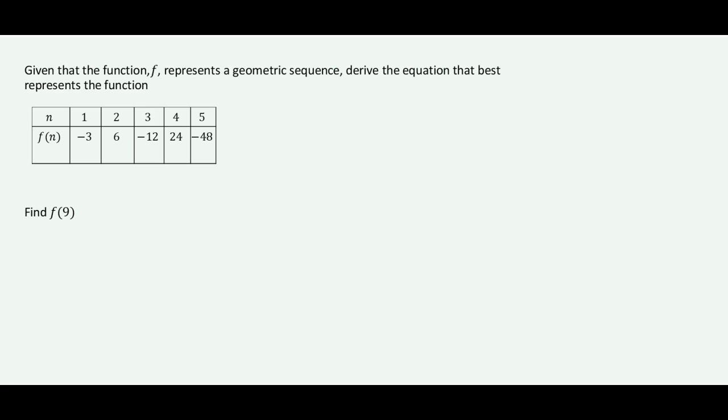Another example here, we start with a equal to -3, and then our common ratio, 6 divided by -3, we have -2. -12 divided by 6, we have -2. So you can test for all the numbers in the sequence to make sure you have a consistent ratio. And so we have a ratio here of -2. So our function here is going to be equal to -3 multiplied by our common ratio, -2, to the power of n minus 1.